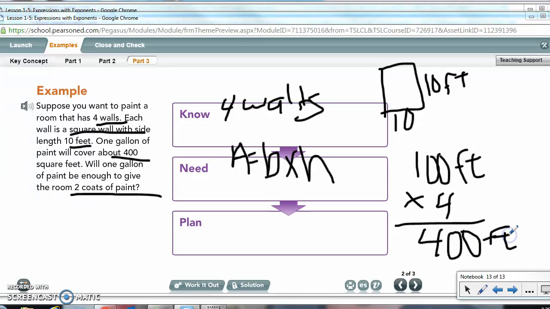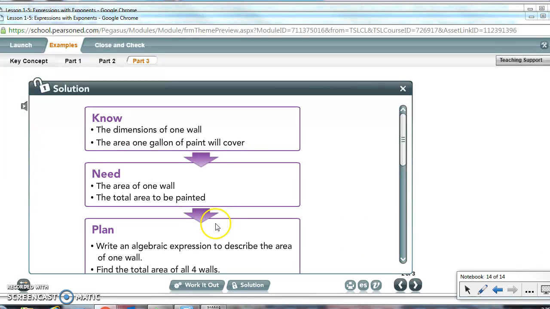So is this going to be enough paint? If 1 gallon of paint will cover 400 square feet, is that enough paint for 2 coats? No, it is not. You will need to double that. Okay, so the solution says you need to know the dimensions of one wall, and we know that because it was 10. We need to know the area of one wall and the total area to be painted.